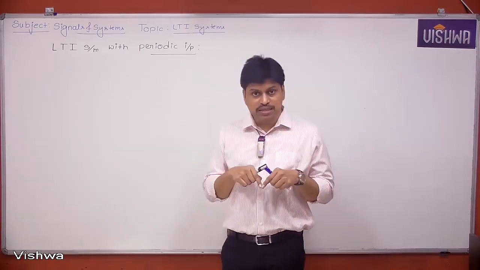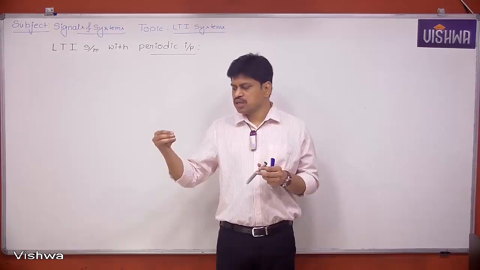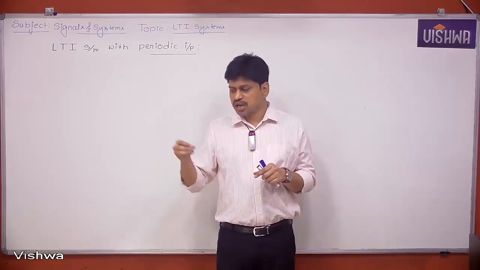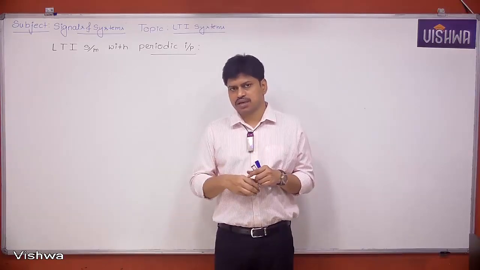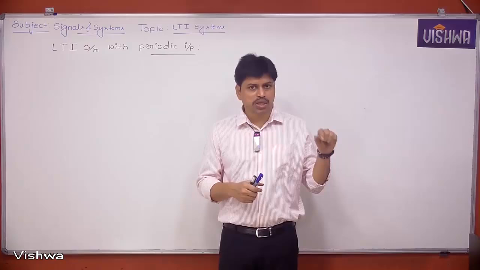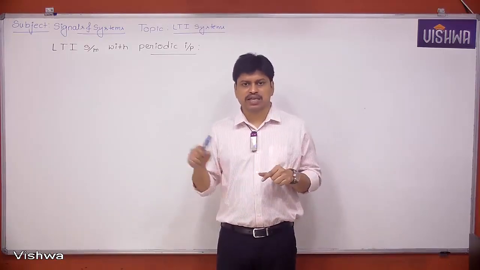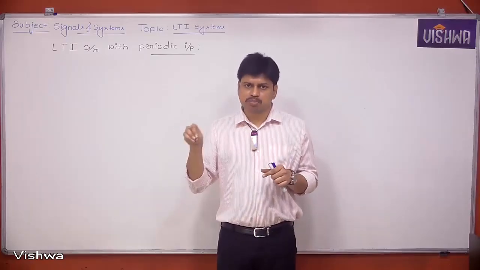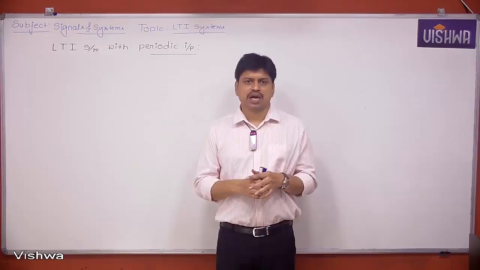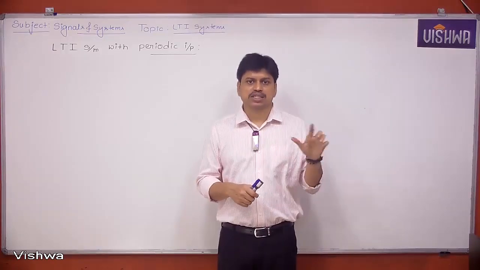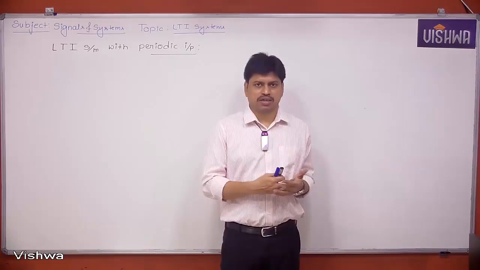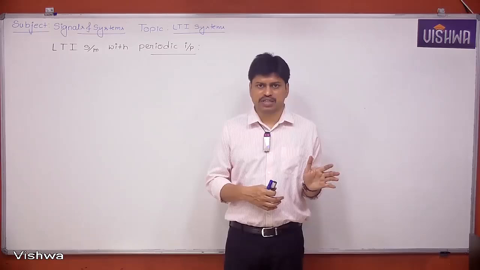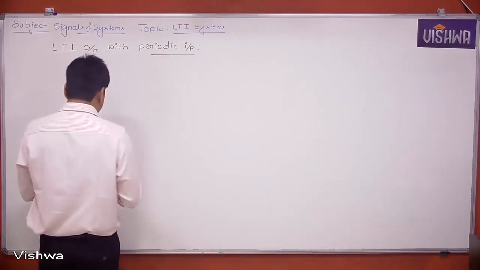Suppose you consider an LTI system. For this system, input is x of t, output is y of t. If the system is an LTI system and the input is a periodic signal, definitely the output is also a periodic signal with the same period as x of t. That means for an LTI system, if you give a periodic input with period T, then the output is also a periodic signal with period T. It may not have the same shape or curve, but definitely it is going to be a periodic signal. Understood?